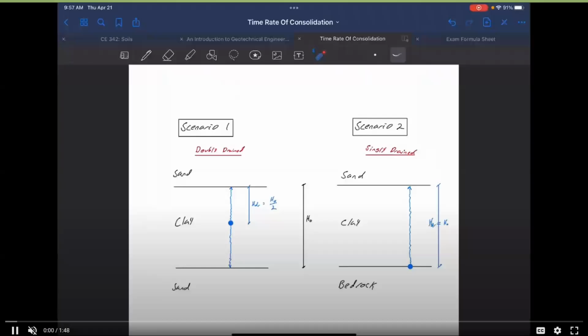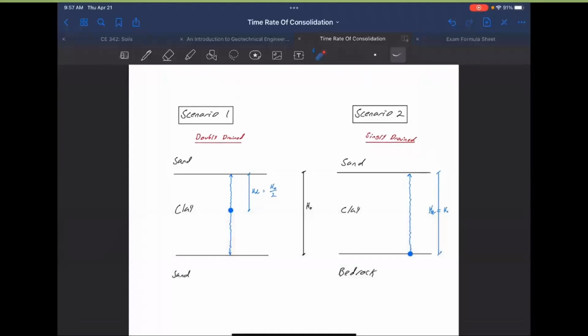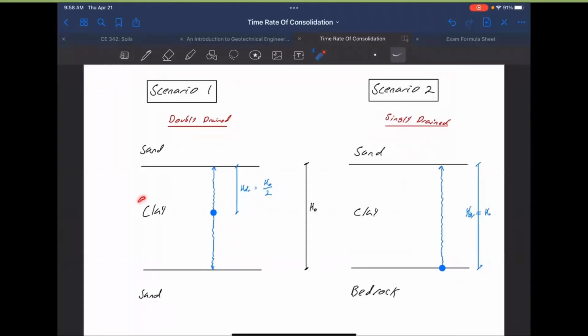Here we have two scenarios. In both scenarios, we have 3 layers of soil. We have a profile view of 3 layers of soil. And we're only going to be analyzing the consolidation of the clay layer, because consolidation only occurs on fine-grained soils, not sand nor bedrock, because they are considered incompressible.